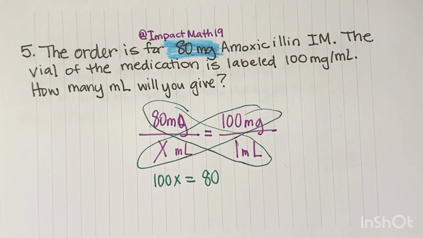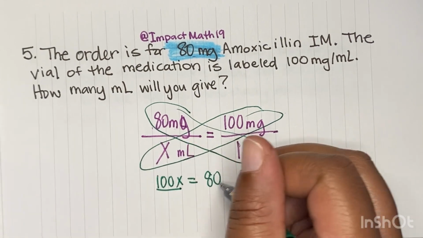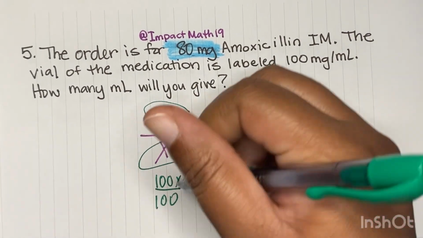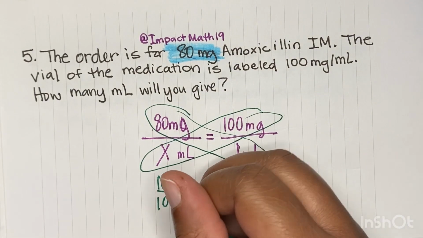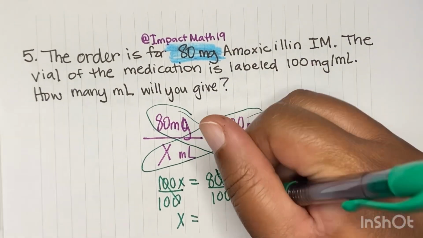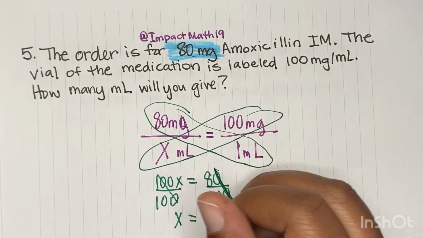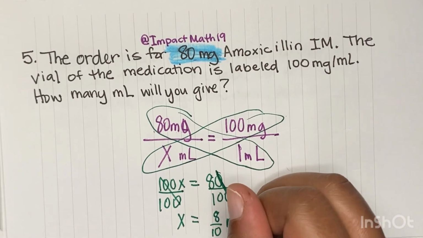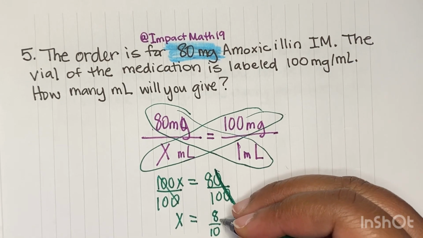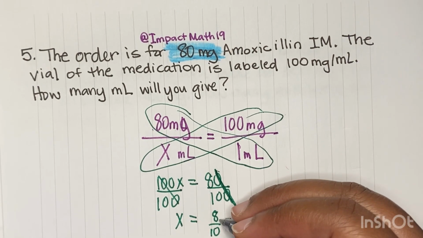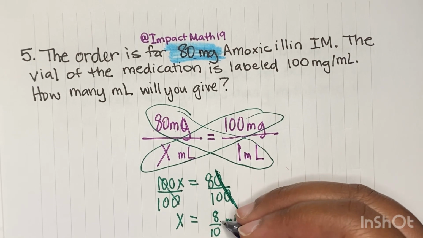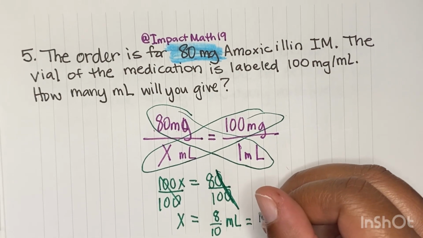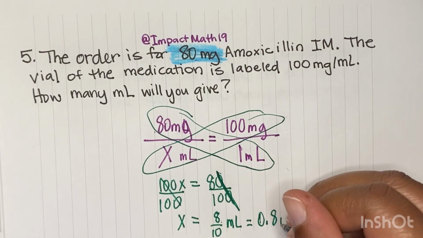Okay. And then we're going to divide both sides because we want x by itself. So we're going to divide by 100, divide by 100, and we get x equals, remember these cancel out, and we're going to get 8/10 milliliter. Now, if you want this as a decimal, remember you could just move it over 1. There's an imaginary decimal after every whole number, and you can move it over once. So you can write this as 0.8 milliliters.